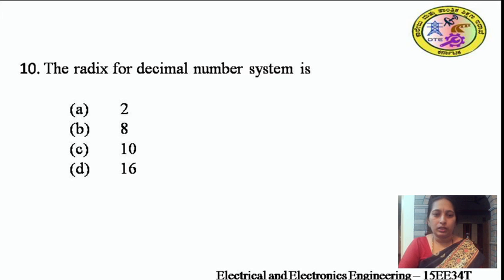The final question in today's session: the radix for decimal number system. The decimal number system is also called the base 10 system. The answer is C.